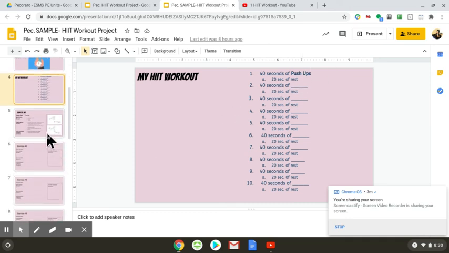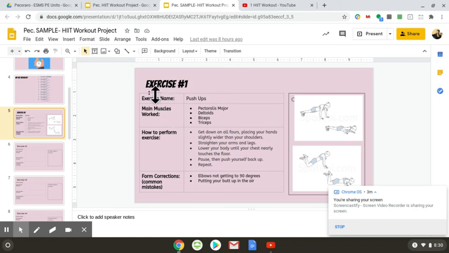She already filled that one out for us. We can see that she filled out this entire chart. She told us the main muscles worked because she went on Google and looked that up. She gave us directions on how to perform a push-up. She also looked up some form corrections and listed them there. On the right, she Googled some pictures of push-ups for us, and we can see that she hit 1, 2, 3, 4, and 5 being the picture. She hit all 5 components for the slide.